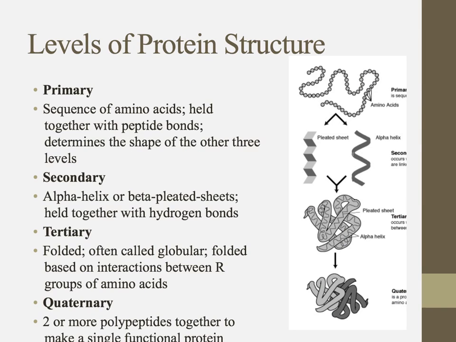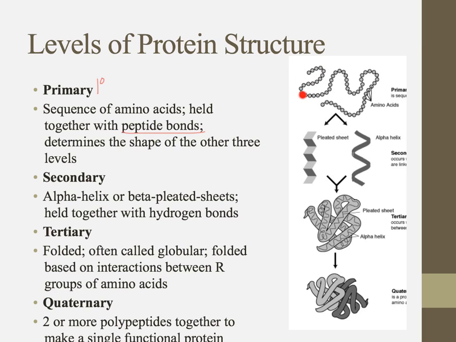Now, proteins only achieve that specific shape when they reach their mature level of structure. And there are 4 levels of protein structure. The first one is primary, and sometimes you may see it written like that. And this is just a sequence of amino acids, held together with the peptide bonds. What's interesting about this is that this is what determines the other 3 levels. So the order in which these amino acids are placed determines the shape that it's going to fold into.